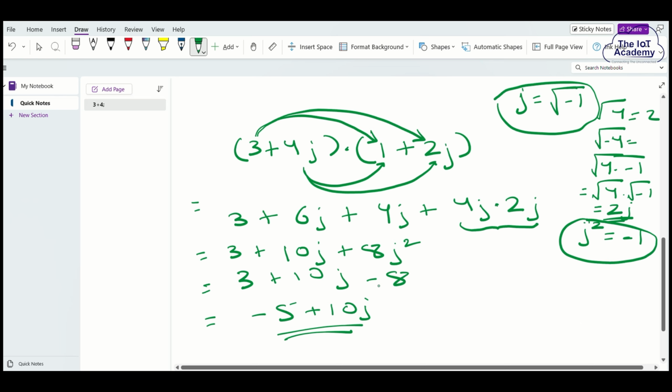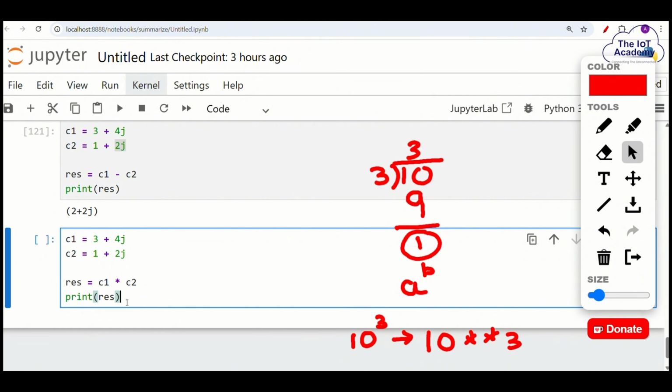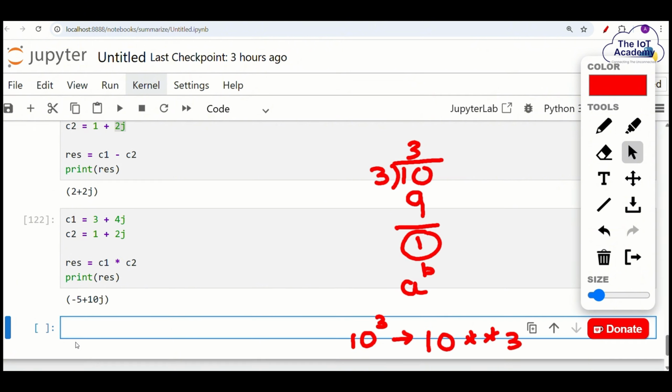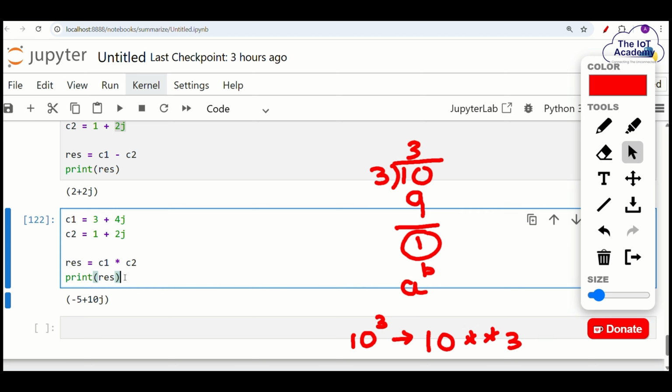Go through this again one more time, and it's going to make sense for some of you who have not worked with complex numbers. Okay, coming back to our book. Let's run this now, and the answer should be -5 plus 10j. All right, so far so good.